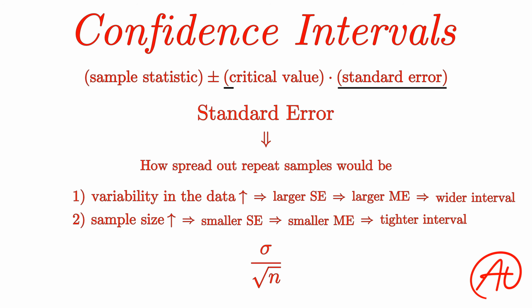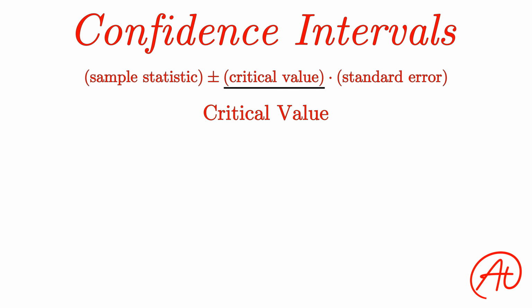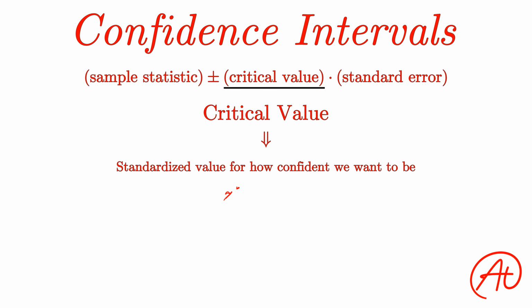Okay, next we have the critical value. A critical value is a standardized value associated with the distribution for a particular sample and population, and it represents how confident we want to be in our interval. These are usually written as z star for a critical z value, or t star for a critical t value, which you may recognize from class.